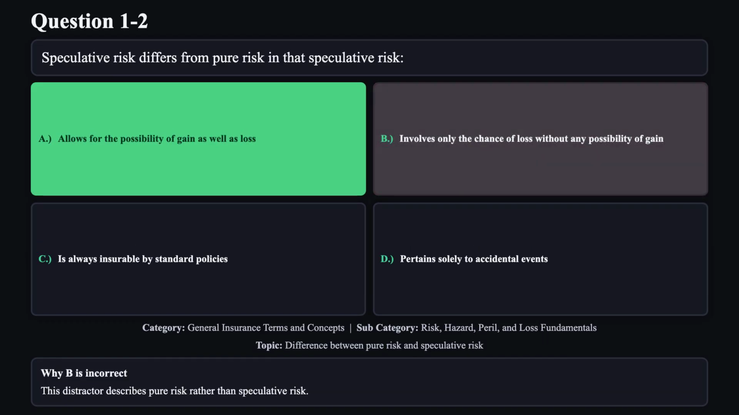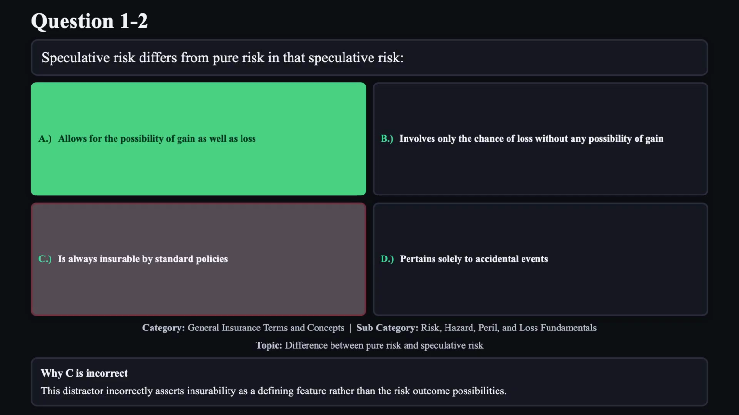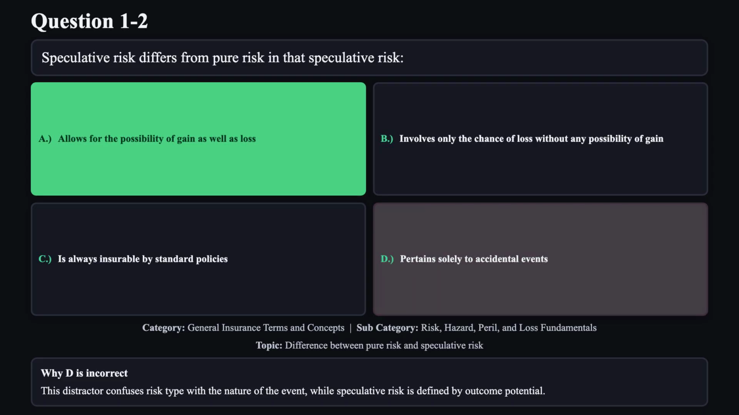Reason B is not correct. This distractor describes pure risk rather than speculative risk. Reason C is not correct. This distractor incorrectly asserts insurability as a defining feature rather than the risk outcome possibilities. Reason D is not correct. This distractor confuses risk type with the nature of the event, while speculative risk is defined by outcome potential.